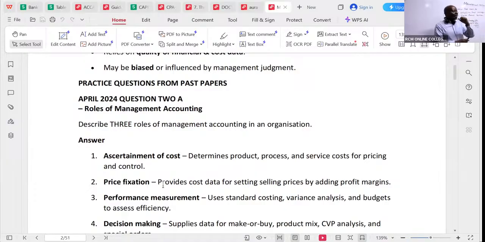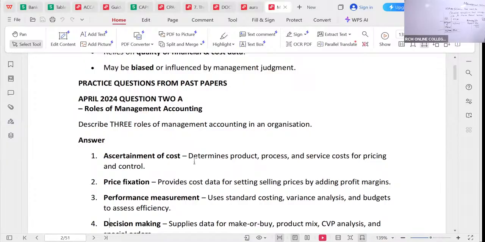And then, of course, if we ascertain the costs, and we've said this particular pen will cost us 10 bob, automatically, for us to get the selling price, what are we supposed to do? If you've known the cost is 10, you add profit, isn't it? Maybe a profit of 3, which then gives us 13. This 13 will be the selling price. So I'm giving you a 4th function of a management accountant, which is fixing of selling prices. So now you can read there, ladies and gentlemen. Number 1, we have ascertainment of cost.